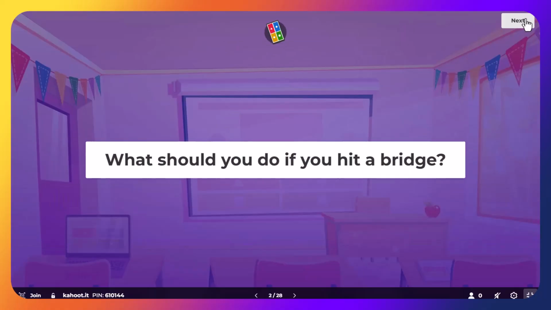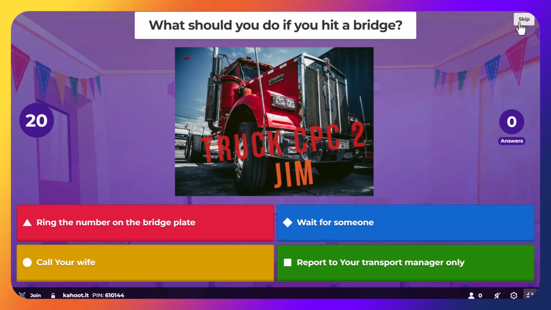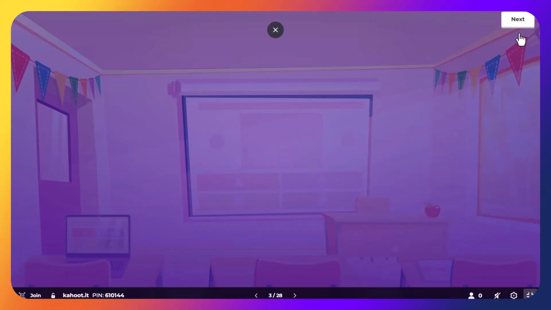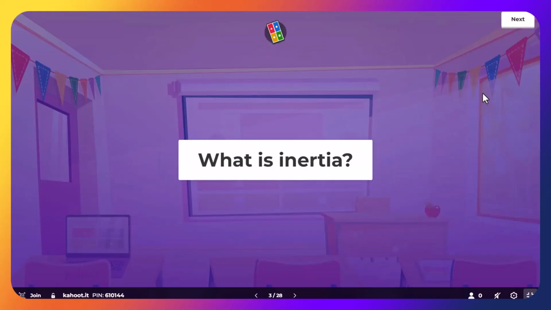What should you do if you hit a bridge? If you hit a bridge, there's a number of things you should do. Number one is stop. Stop's not on there. Ring the number on the bridge. Most definitely, that's why the number's there. Wait for someone, wait for who? Call your wife? Possibly, that's not the right answer. Report to your transport manager only. Report to your transport manager, yes, but report to your transport manager only? No, because you need to ring the number on the bridge. So ring the number on the bridge.